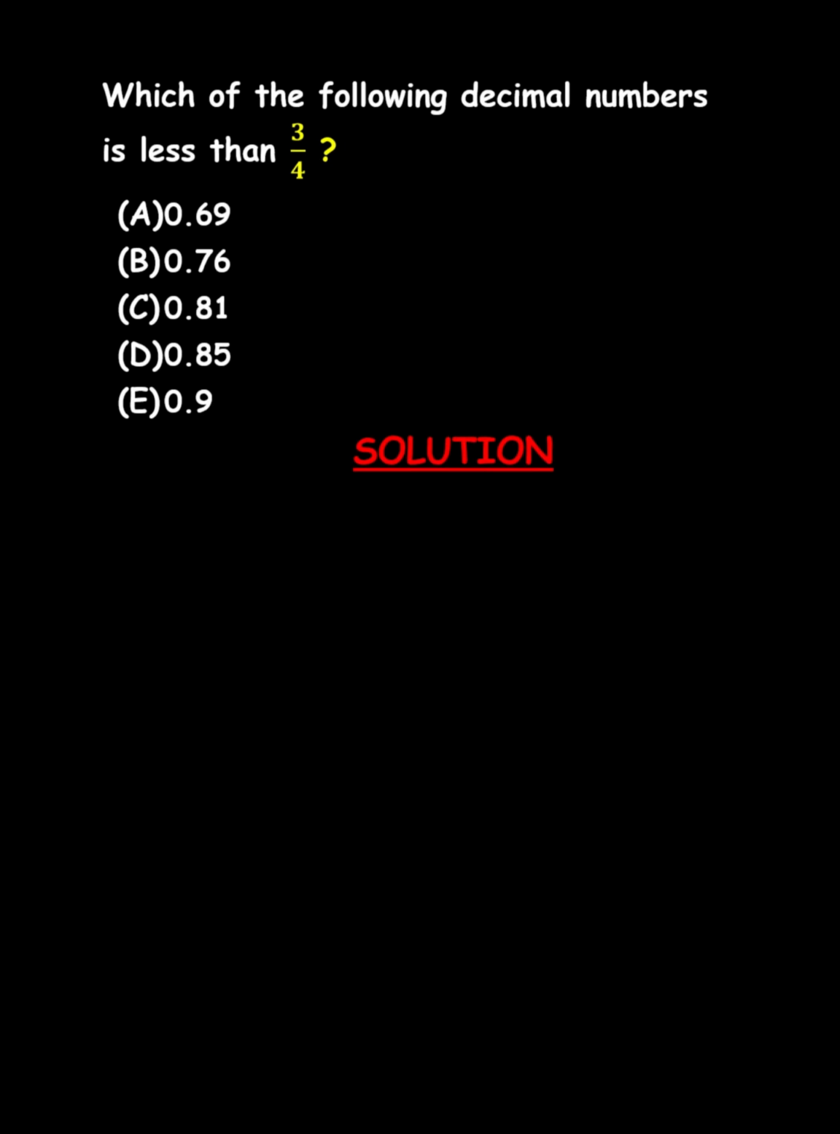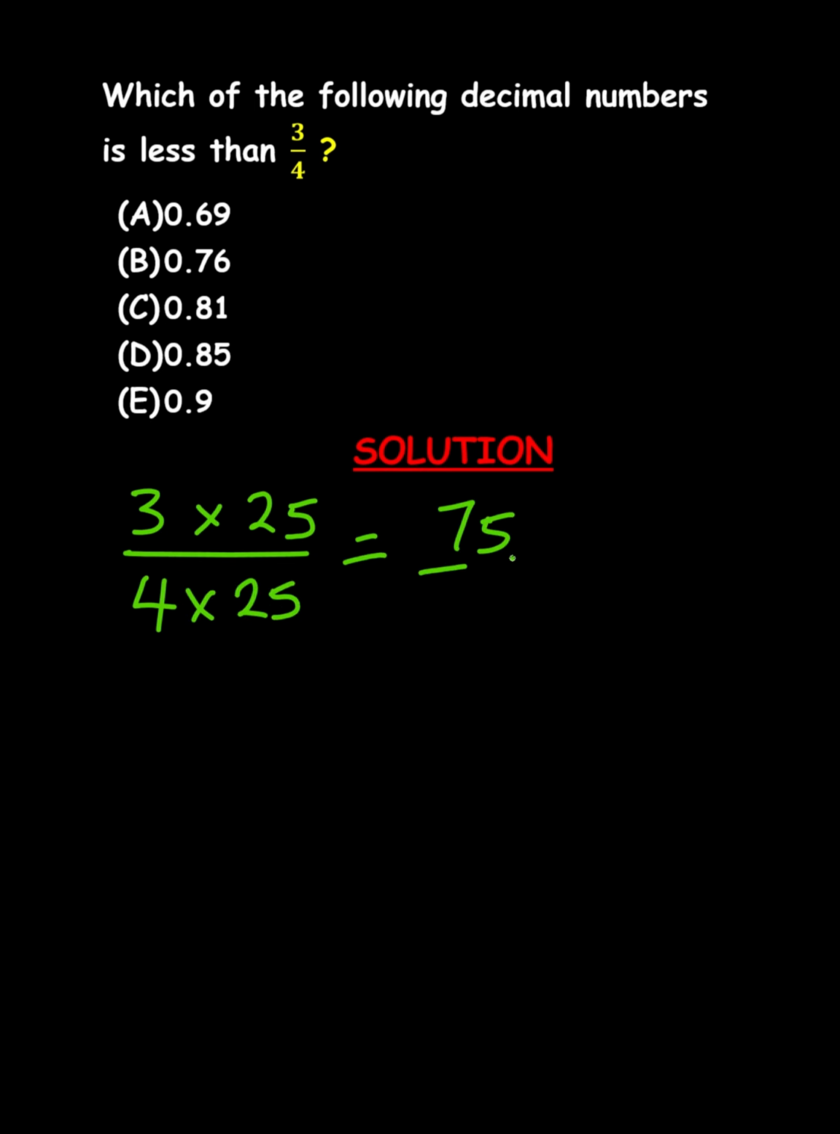Which of the following decimal numbers is less than 3/4? Solution. Convert the fraction 3/4 to a decimal. To convert to a decimal, multiply the numerator and denominator by 25. 3 times 25 divided by 4 times 25 equals 75/100.